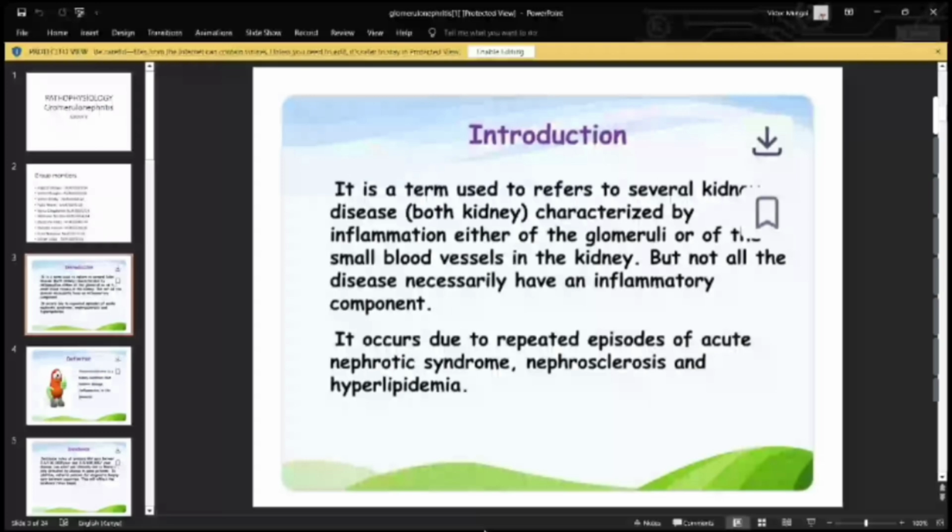So, introduction. It's a term used to refer to several kidney diseases characterized by inflammation either of the glomeruli or the small blood vessels in the kidney.